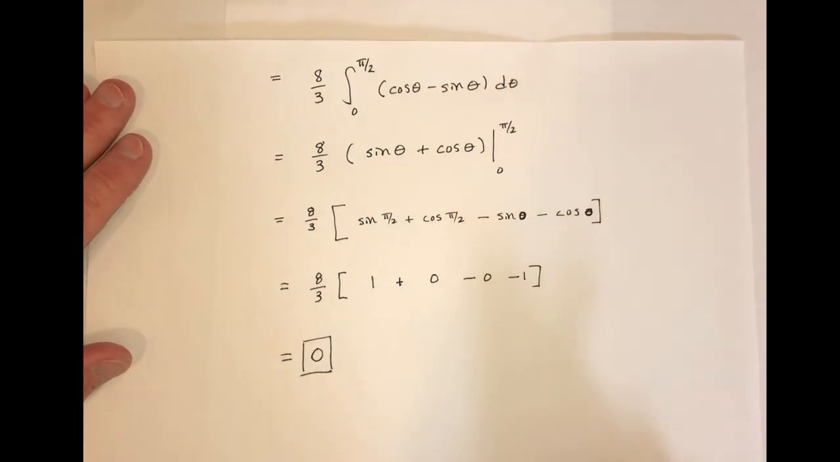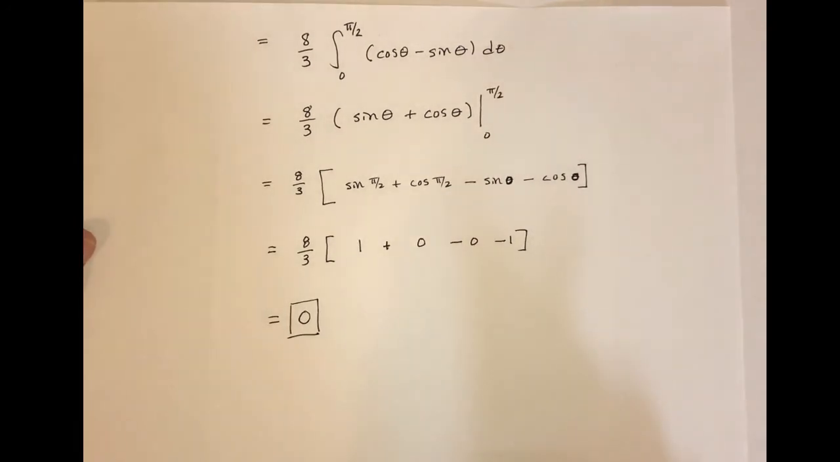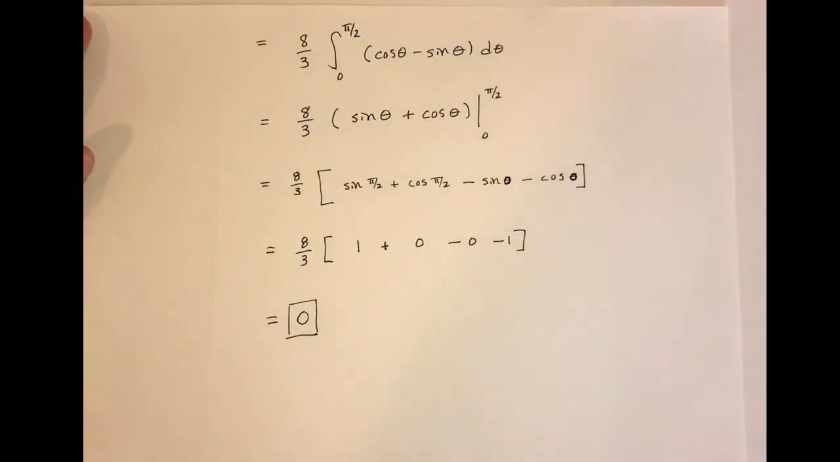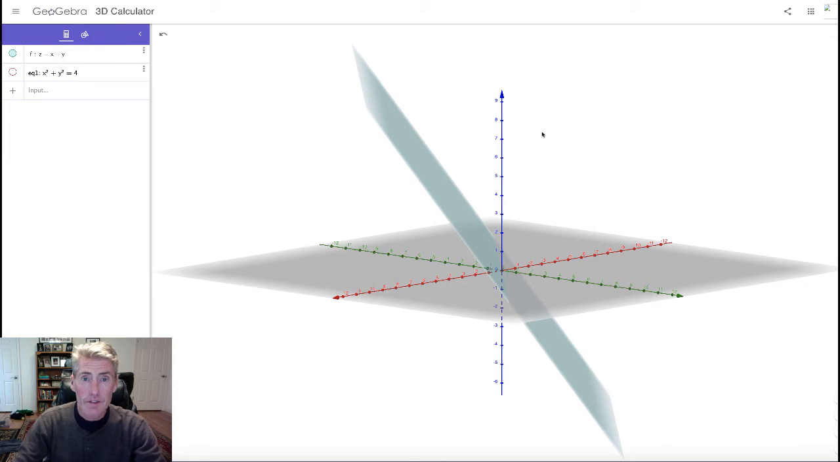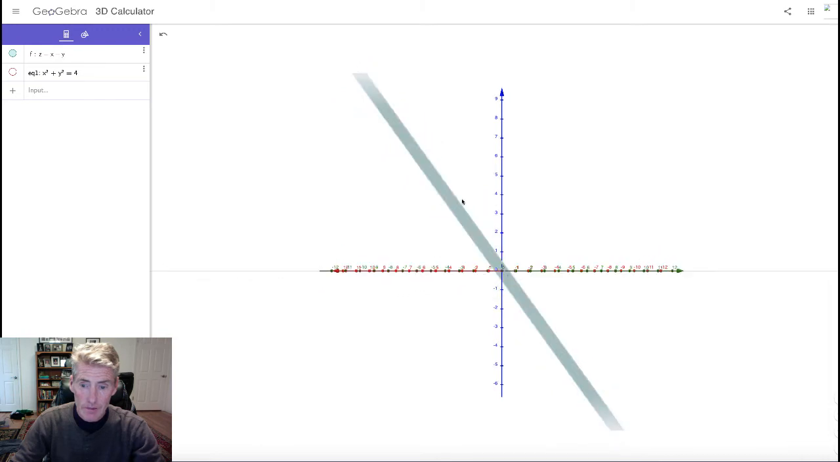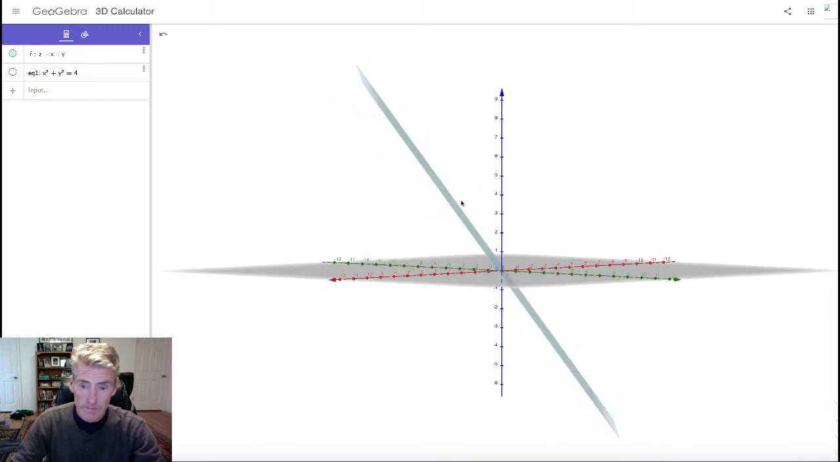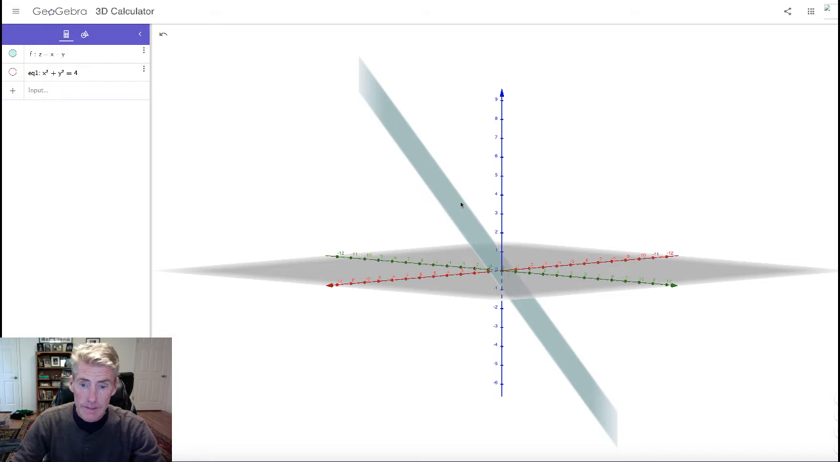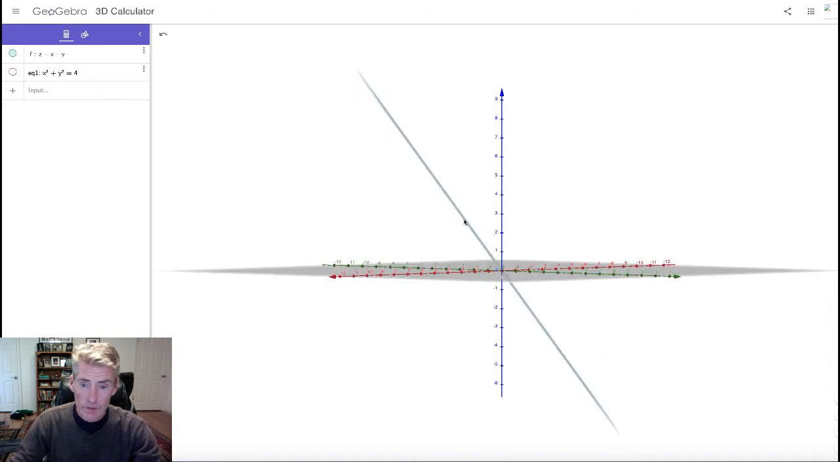And then let's take a look at the graph and see why it is that the answer is 0. So first of all, here's the function z equals x minus y. And you'll see that it's a plane. Some of it's above ground and some of it's below ground. And it's symmetric because there's no extra number in front of x or an extra number in front of y. Whatever is above ground, the same thing is mirrored below ground.